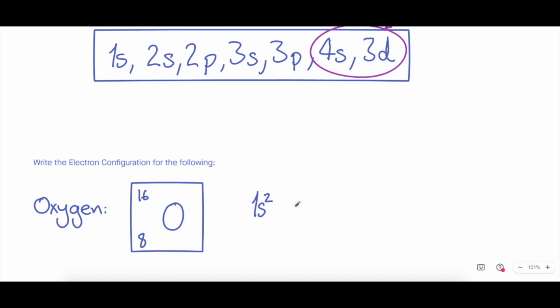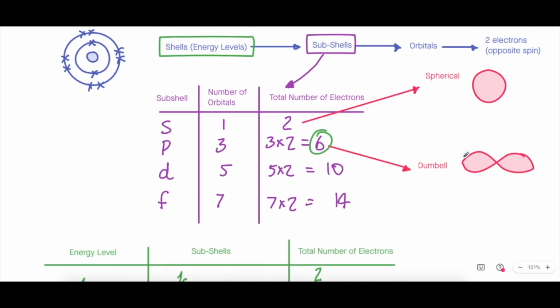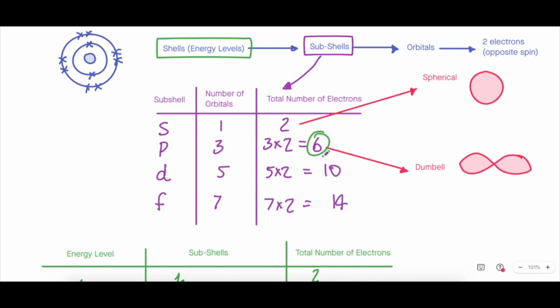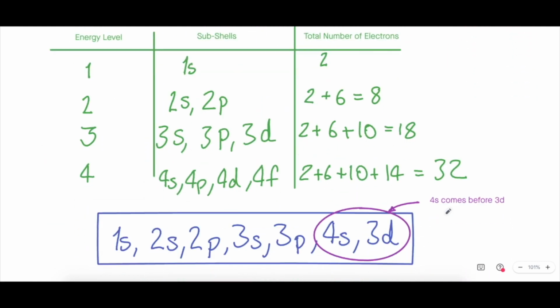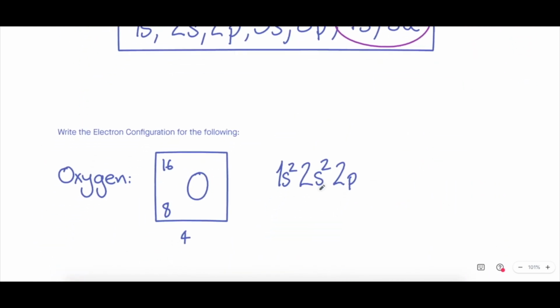This one is also going to get fully filled. So that would make that 2s2. So we've used 4 electrons from the 8. We've got 4 left. So that's when the 2p comes in. Now, the p orbitals, if you remember, can hold 6 electrons. But we only need 4 electrons. So that means this one's only going to be partially filled. So we would write 2p4 here.